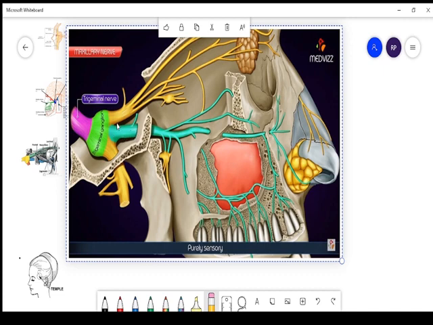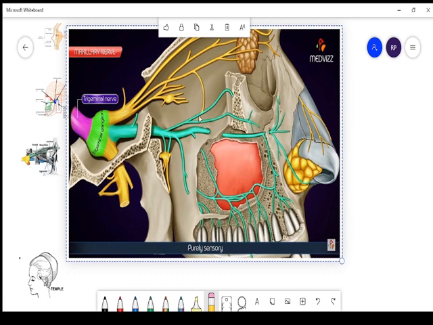In the middle cranial fossa, we see that it gives a branch, the meningeal nerve. It goes upwards and supplies the dura mater of the middle cranial fossa. Then I come to the pterygopalatine fossa. In the pterygopalatine fossa, we see two communicating branches connected with a ganglion known as the pterygopalatine ganglion.